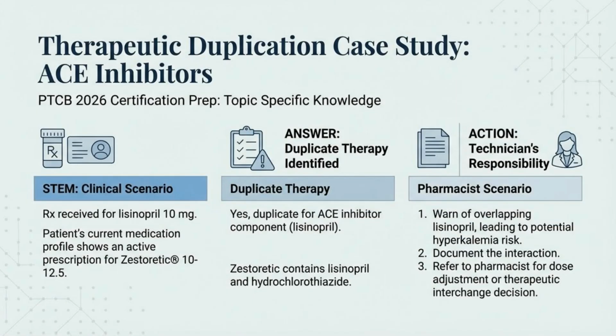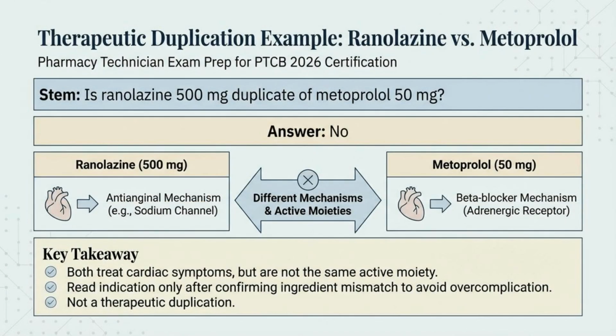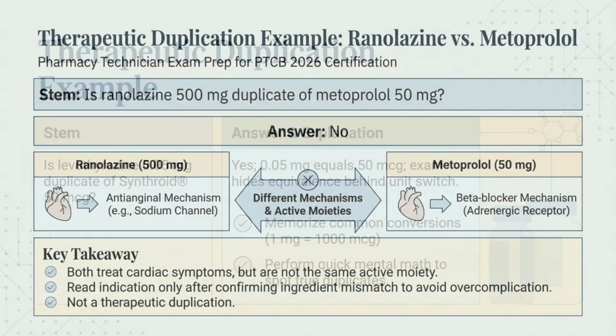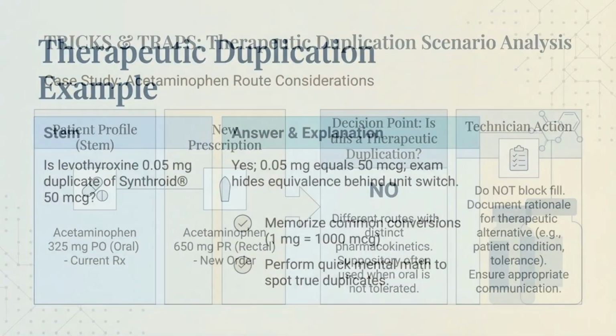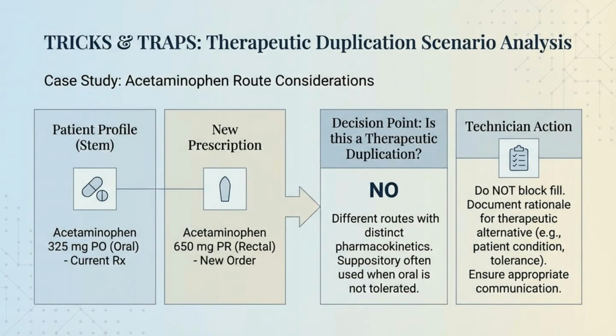This marks the end of our structured review on therapeutic duplication. We've covered critical concepts for the PTCB exam. Remember to review the key distinctions between A-rated and B-rated products. Focus on the active moiety rule when comparing different salt forms. Always verify strength and dosage form to avoid common duplication traps.